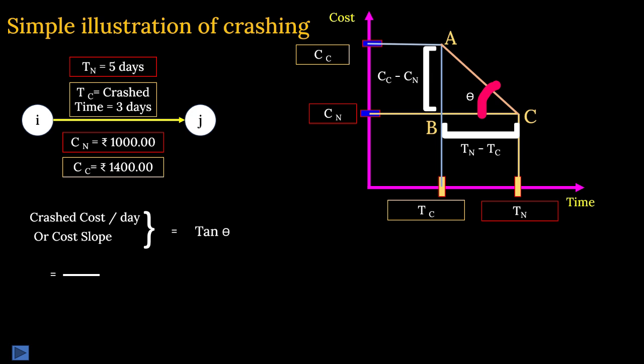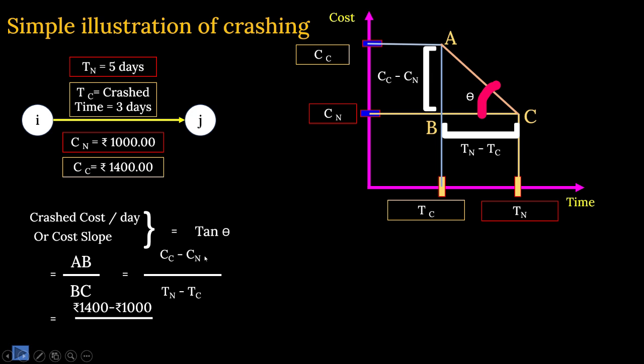Now let us take up this example. According to this graph, it is AB by BC. AB is what? CC minus CN, that is, crash cost minus normal cost, and BC is Tn minus Tc. Okay. This will give you what? Now let us put the values here. Value is what?